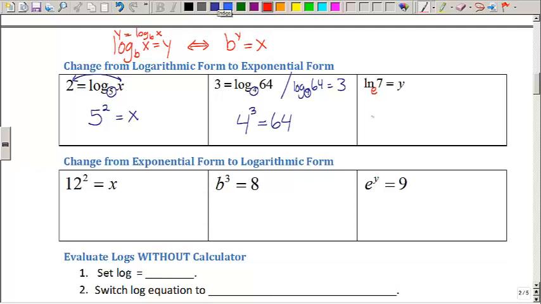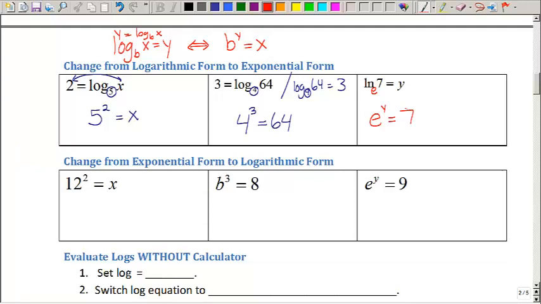Now that we know we have a base e, I can use that in my exponential form. e raised to the, we only got two choices, 7 or y, and because we're changing it to exponential, the 7 and the y switch sides. So the e is now going to be with the y, and the 7 from the argument is now going to be by itself on the other side of the equation. So these are the exponential forms of the logarithmic equations.